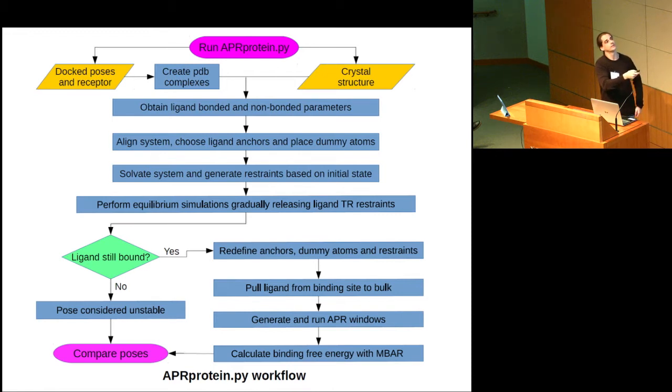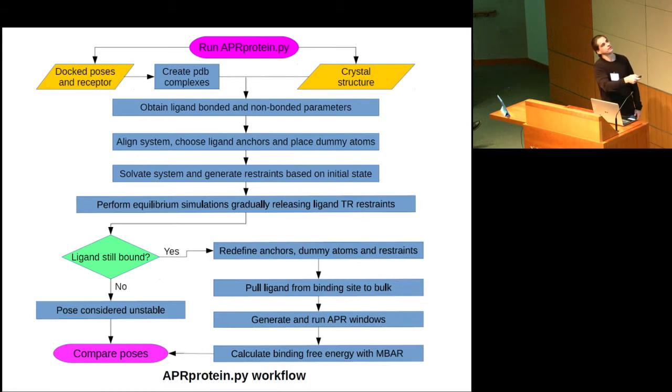And the crystal structure you don't need because the ligand is already there. It's the co-crystal structure. So first it's going to obtain the ligand bonded and non-bonded parameters using GAFF and also AM1-BCC. Then you're going to align the system and then choose the ligand anchors, which is automatic now. And then also place the dummy atoms, which is also done in the workflow. So once you start here, you don't do anything. The only thing you do is compare the poses afterwards.